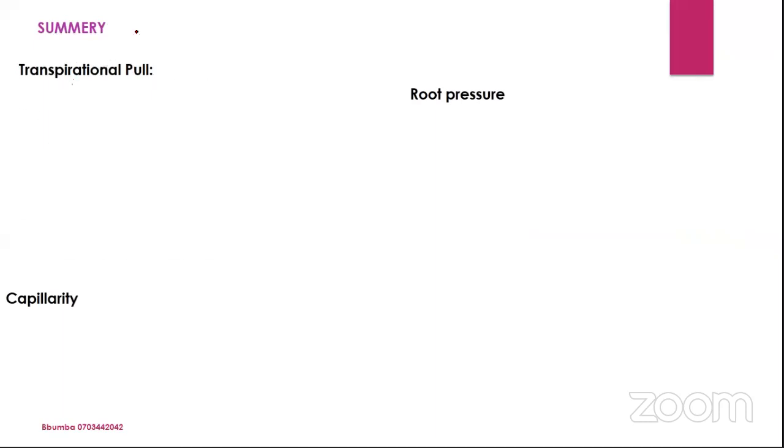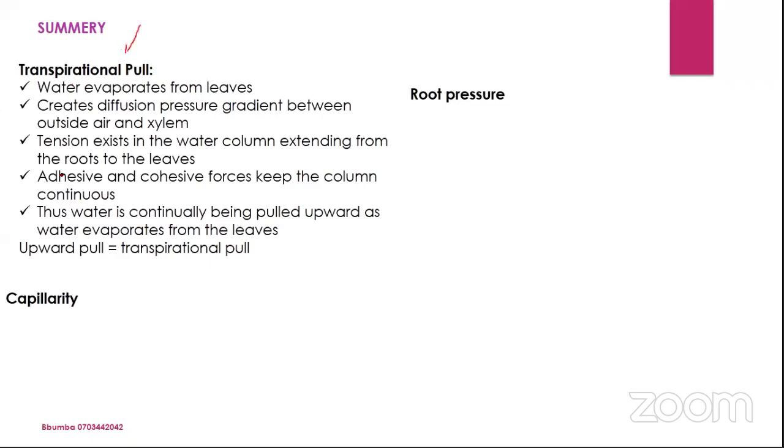So we shall begin with the cohesion-tension theory. These are the bullets, the major factors, whereby you can even add flesh on them in case the question comes in paper 2. The first one is water evaporates from the leaves because we're looking at the transpirational pull. And when water has been lost from the leaf, it creates a diffusion pressure gradient between the air and the xylem. And then a tension, that is a force which tries to pull, exists in the water column extending from the roots to the leaves.